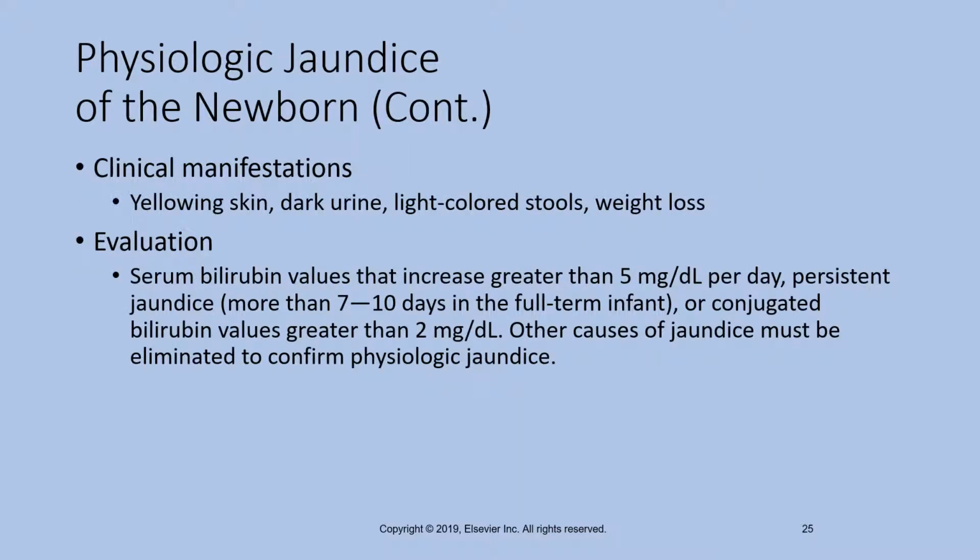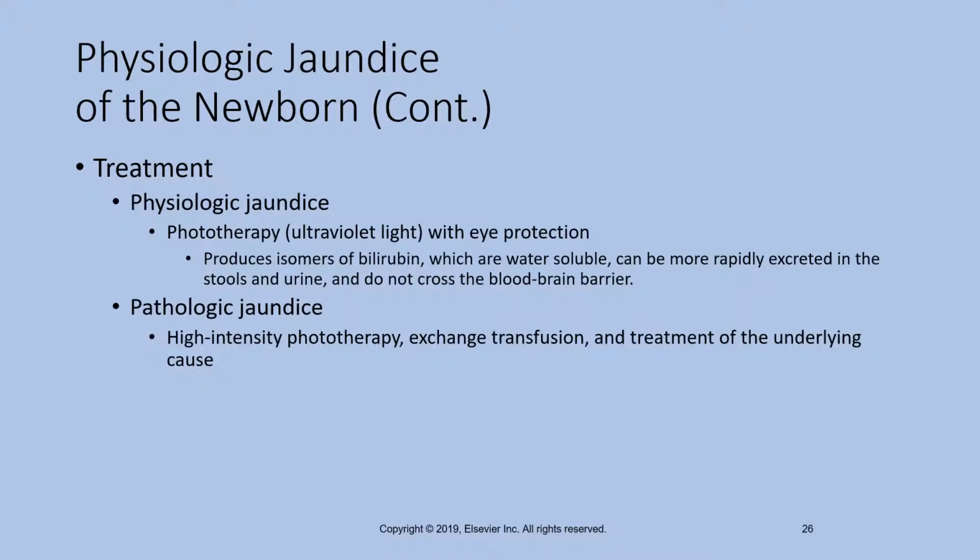Serum bilirubin values increase greater than 5 milligrams per day. Persistent jaundice is more than 7 to 10 days after other causes of jaundice. Treatment: for physiological jaundice, phototherapy, ultraviolet light with eye protection; for pathological jaundice, high intensity phototherapy, exchange transfusion, and treatment of the underlying cause.